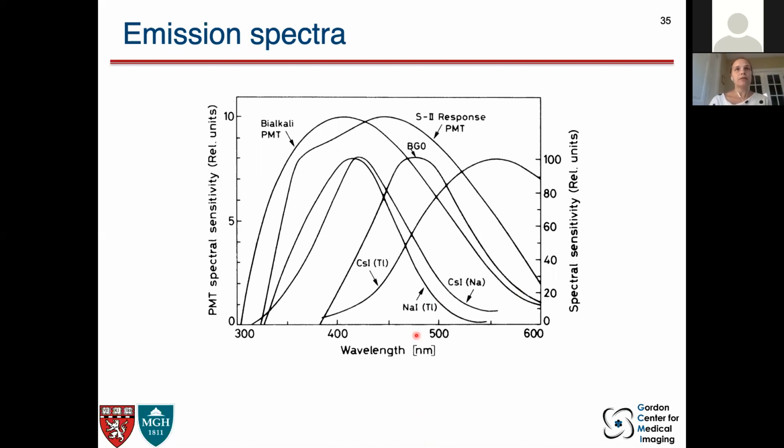So this slide just shows different emission spectra of different crystals. You see that for all of them, this is sodium iodide, for example, you will have a distribution of energies of your optical photons that are generated. In this case, it peaks around 400-something nanometers. And the emission spectra can be very different depending on the type of material that you have.